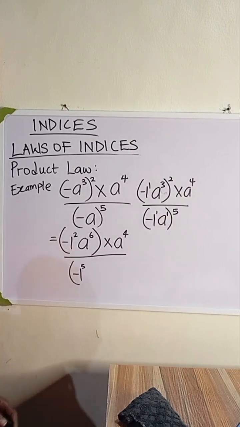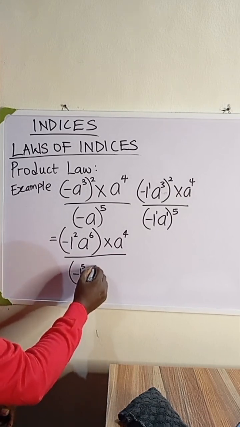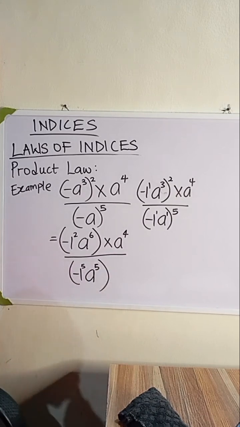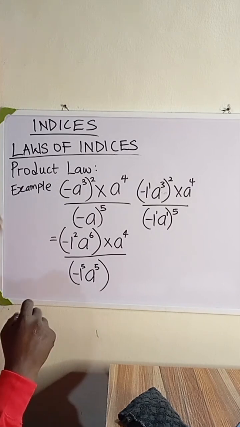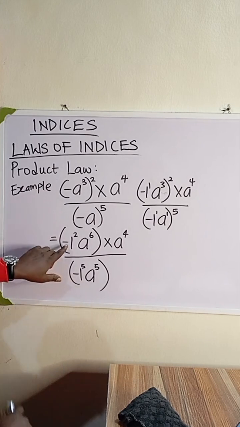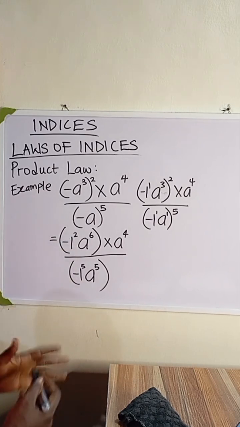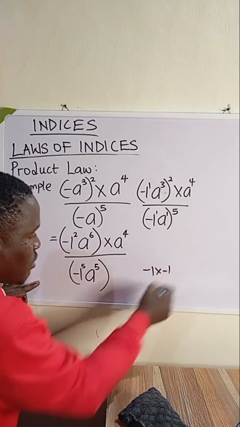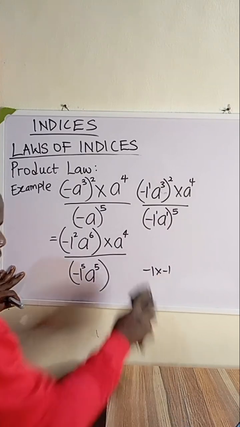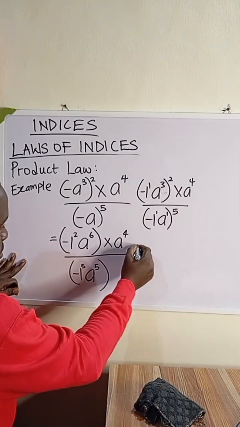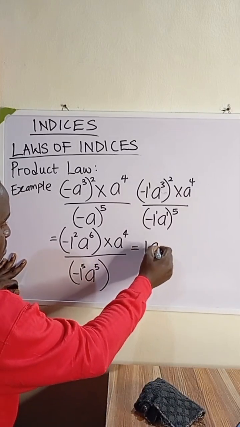Okay. So now, what is minus 1 squared? It means minus 1 times minus 1. What's minus 1 times minus 1? It is 1, because negative times negative will give you positive. So this will be 1a to the power of 6 times a to the power of 4, all over. What's minus 1 multiplying itself 5 times?